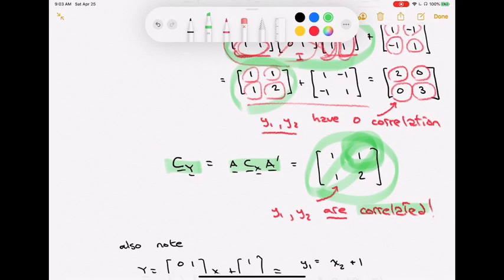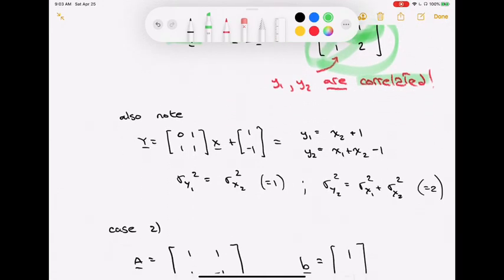We're able to build a random vector y such that y1 and y2 have positive correlation in this particular case. We might also note that y was equal to Ax plus b. Let's throw in what A and b are. This vector y has y1 stacked on top of y2. y1 is equal to [0, 1] times [x1, x2], so I have 0 times x1 plus 1 times x2. That's just this x2 part, and then I add in the 1. So y1 equals x2 plus 1.